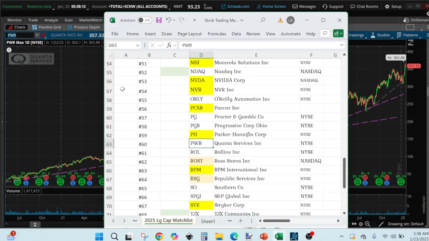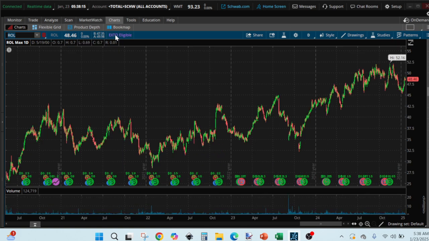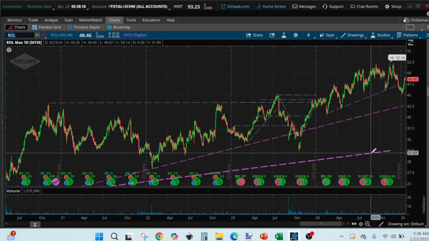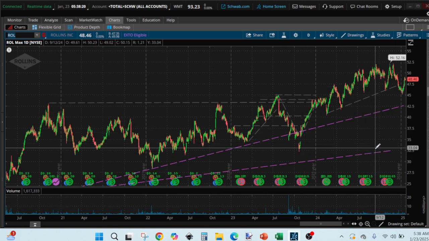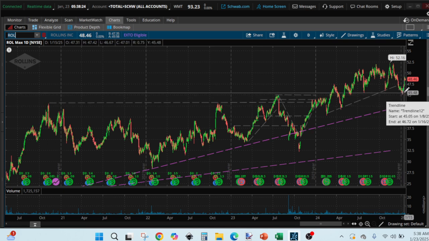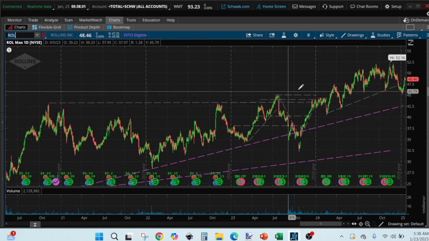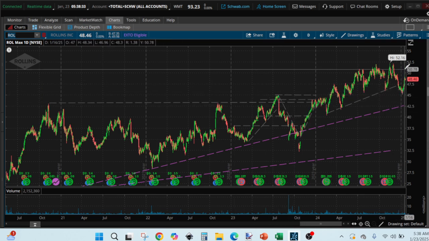So the next one is ROL. So ROL, we like to buy at either one of those trend lines, but right now it's not close to it yet. It pulled back to this support line here, which is a resistance line to rest on and start going up again.